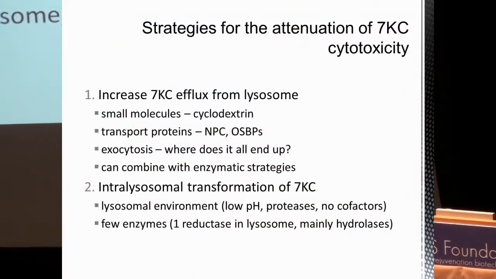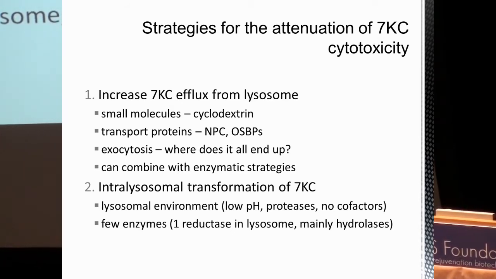So our strategy, we thought, would be either to increase 7-KC efflux from the lysosome, or we could attempt intralysosomal transformation of 7-KC to transform it into a less toxic metabolite. And this is the one I'll be talking about mainly today. However, there's a problem with intralysosomal transformations.